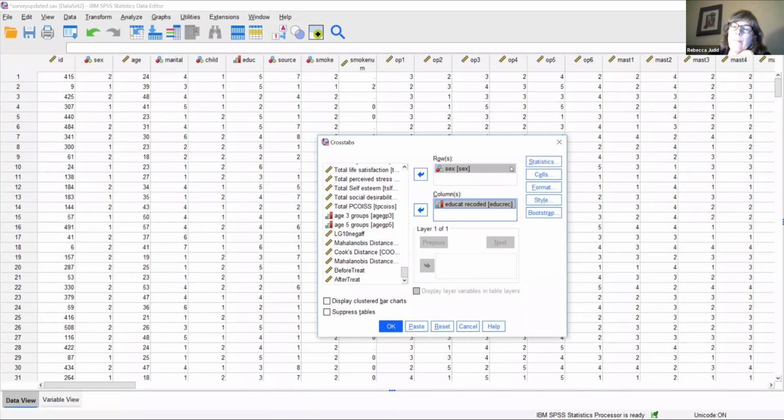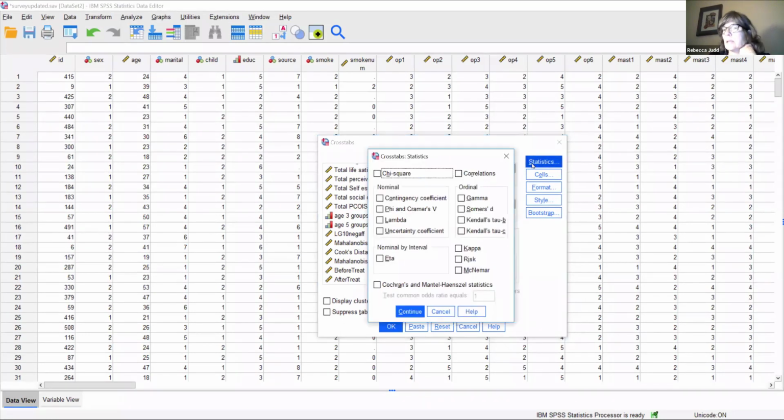It really doesn't matter the order that you put these in. Sometimes it's easier to read if they're reversed, but you may not know that till you run it to begin with. But there's no specific reason to put these in any specific order for your rows or your columns. We're going to go to Statistics, and we're going to check chi-square up here at the top. That's all I'm going to check right now.